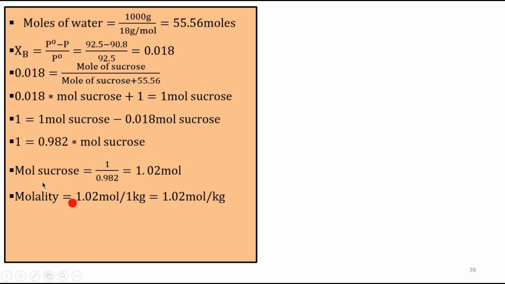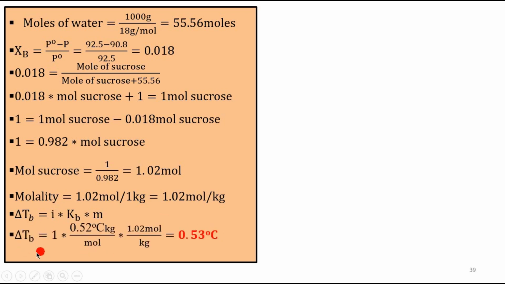After the rearrangement, for the moles of sucrose we get 1.02 mole, which is the moles of solid. Then to get the molality, we take the moles of solid divided by the mass of the solvent in kilograms, and they are saying that the solvent is 1 kilogram. Then we get the molality. After getting it, we replace the values to find the delta TB, because they're asking for the boiling point elevation. That means i times Kb times m. We have all the values, you can replace them. The change in temperature then will be equal to 0.53 degrees Celsius, which is the boiling point elevation.